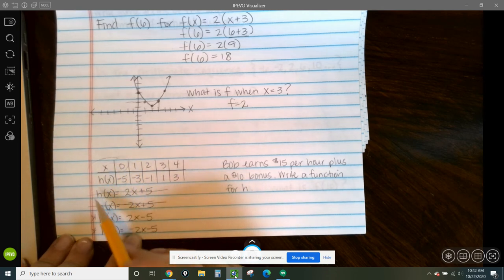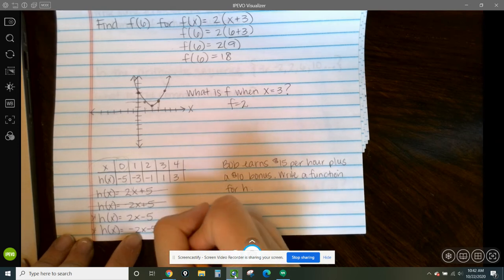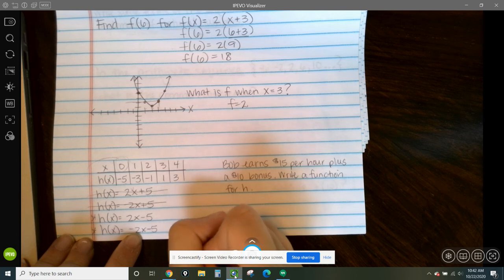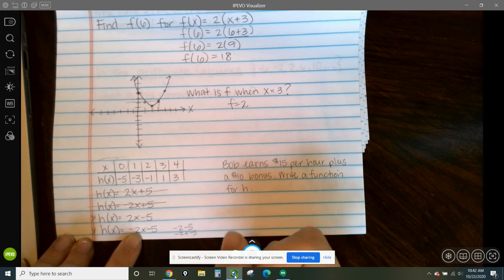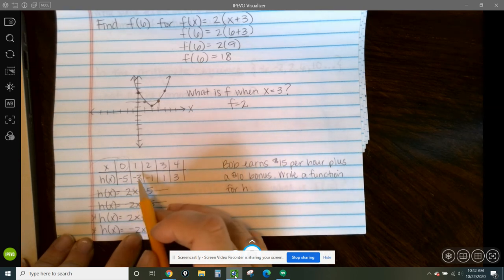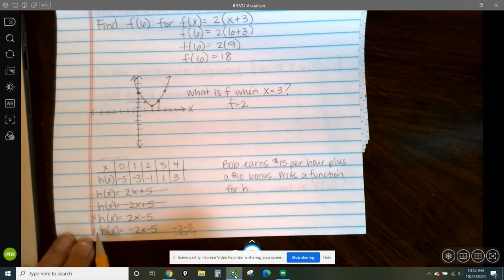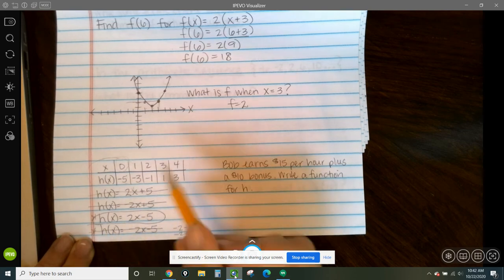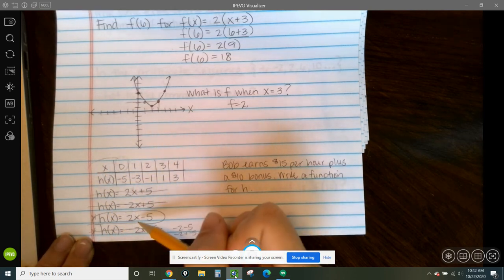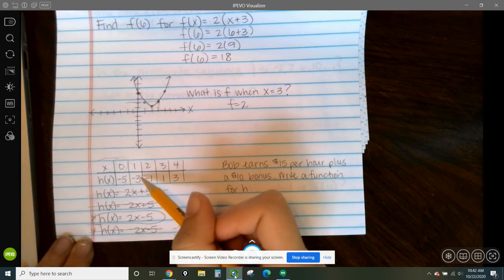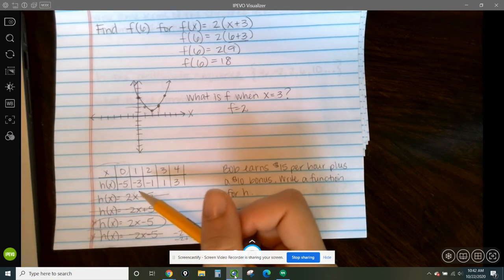If I plug in 1 down here, negative 2 times 1 is negative 2. Negative 2 minus 5. Remember that subtracting integers here. Negative 2 minus 5 is the same as negative 2 plus negative 5. So that's negative 7, which is not what I have on the output table. So this one's out. This is the one that works. So the way we figured this out is we plugged some of the numbers in to see which one gave us the right output value.